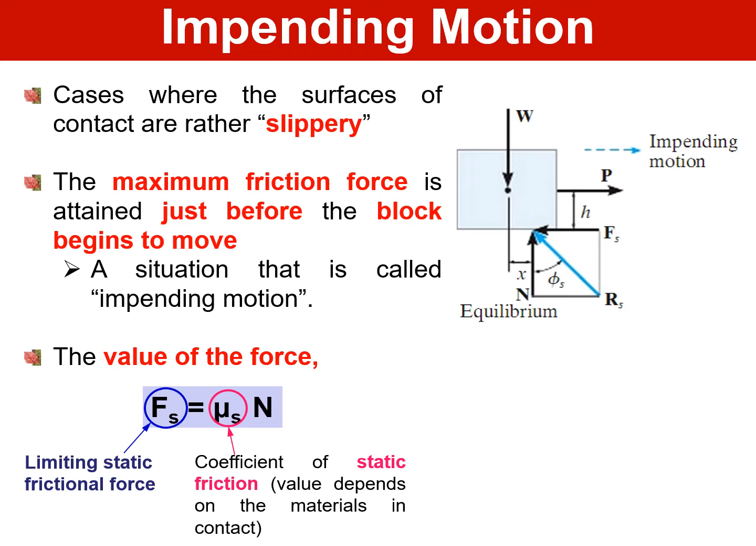Then you can use the limiting static frictional force, Fs equals the coefficient of static friction, mu s, times the normal force of the body. So Fs equals mu s times N. Usually the question will let you know if the box is about to move or in impending motion, and then you use this equation, okay.